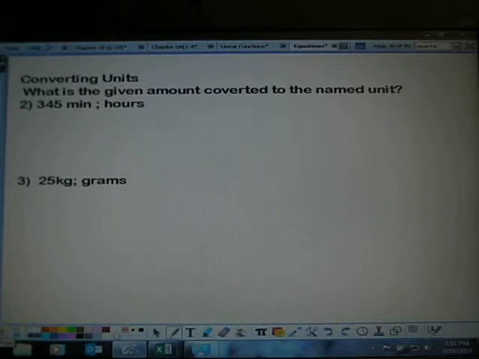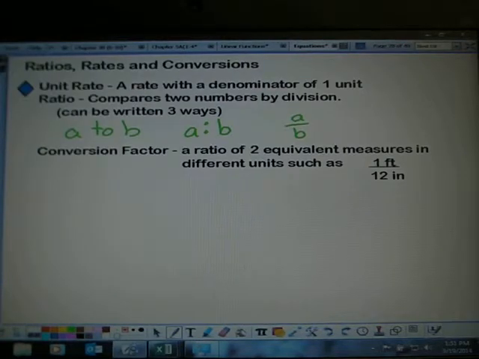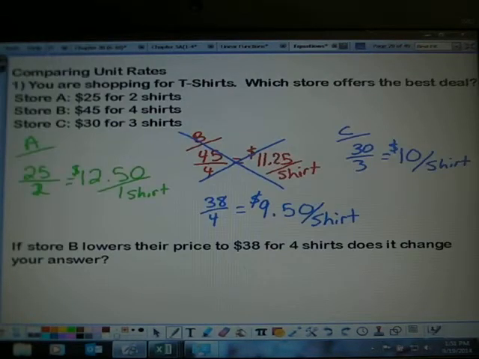Converting units. What is the given amount converted to the named unit? So we're going to take it from minutes to hours. We're going to take it from kilograms to grams. So 345 minutes. What we're going to do is make that 345 minutes, and anytime you have a whole number, you can put it over 1. So that's how I like to do this problem. We're going to put it over 1. We're going to multiply it by those conversion factors. This is what we're going to focus on, what we're multiplying by.